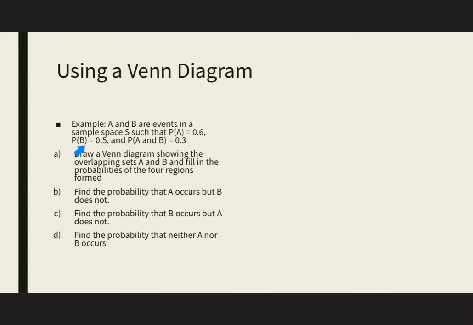A and B are events in a sample space S such that the probability of A is 0.6, so 60%. The probability of B is 0.5, so 50%. But the probability of A and B, both events happening, is 0.3, or 30%. So what we need to do is draw a Venn diagram showing the overlapping sets. We'll do that on the right side here, and then we'll just answer a few questions.